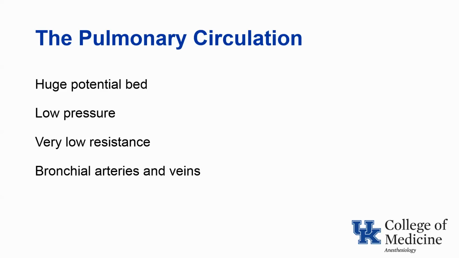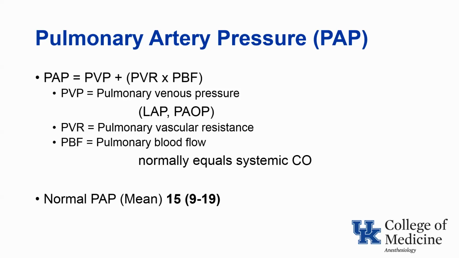A few words about the pulmonary circulation. This has a huge potential bed. It is a low-pressure system, has very low resistance, and there are also bronchial arteries and veins. Pulmonary artery pressure equals the pulmonary venous pressure plus the pulmonary vascular resistance times pulmonary blood flow. Hence, pulmonary artery pressure is influenced by three factors: pulmonary venous pressure, pulmonary vascular resistance, and pulmonary blood flow. Normally, of course, pulmonary blood flow is the same as systemic blood flow.